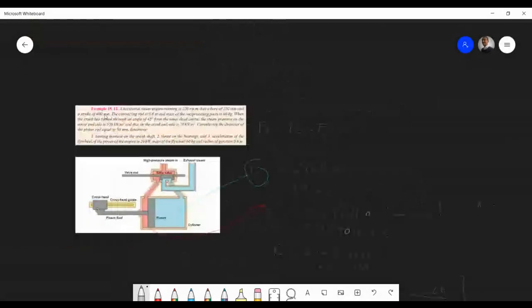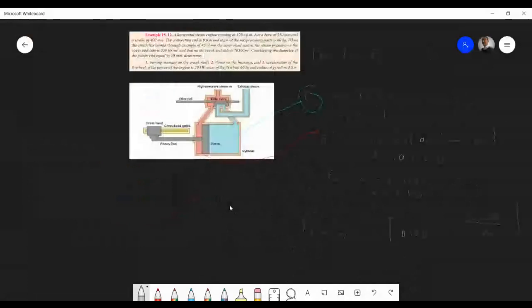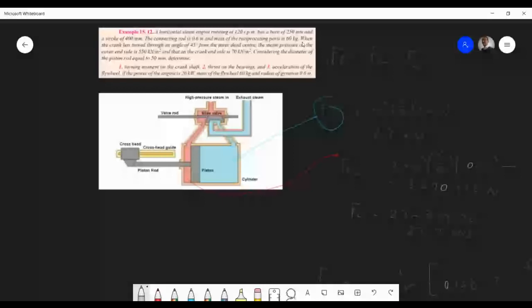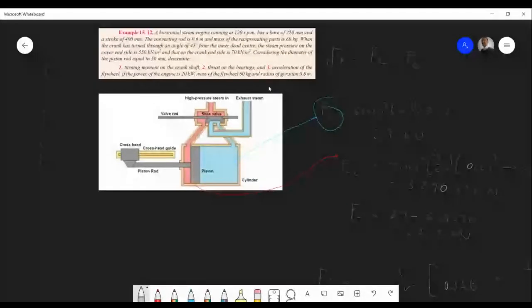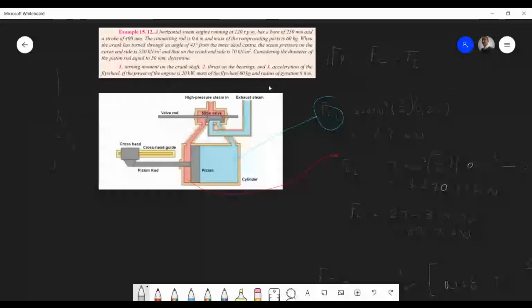It has a stroke of 400. So we know our crank radius is 200 and the connecting rod is 600. So it's 600 divided by 200, and that should be 3. Always get a mark for that ratio. Once we have that, do we have any particular angle? Check it out. Yes, when the crank has turned through an angle of 45 degrees from inner dead center. So from what I understand, if it says from inner dead center, I didn't even look at the analysis because I was maybe being too arrogant. So we have 45 degrees from top dead center, and that means I think it's coming down.